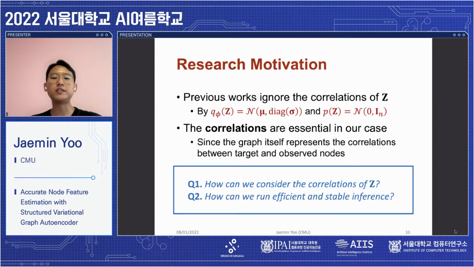So the main questions that we want to solve in this work are two. First, how can we consider the correlations of Z in variational inference? And the second is how can we run efficient and stable inference as a result of our modeling?